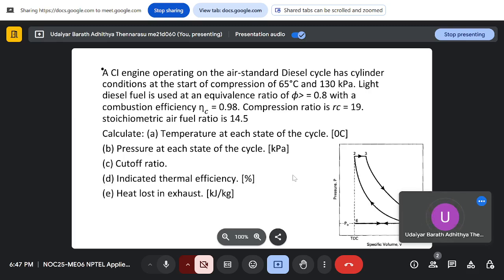CI engine, so a compression ignition engine. Here is a diesel cycle, operating on the air standard diesel cycle, with a cylinder condition at the start of compression of 65 degrees Celsius and 130 kilopascal. Light diesel fuel is used at an equivalence ratio of 0.8 with a combustion efficiency of 0.8. The compression ratio is 19 and the stoichiometric air fuel ratio is 14.5. For this we need to find the temperature, pressure, cutoff ratio, indicated thermal efficiency, and heat lost in exhaust.